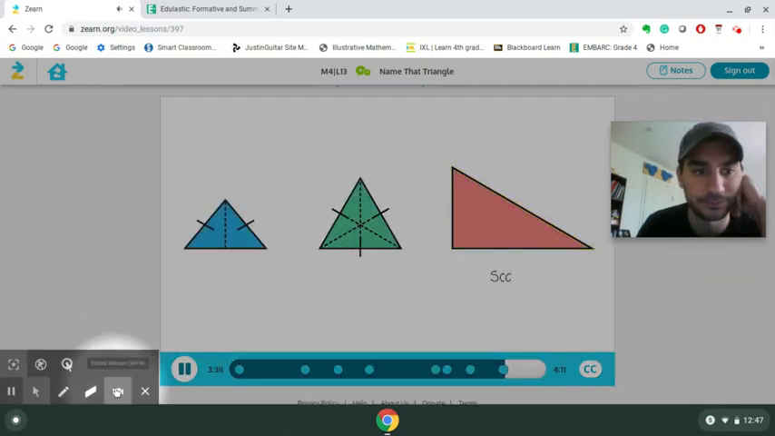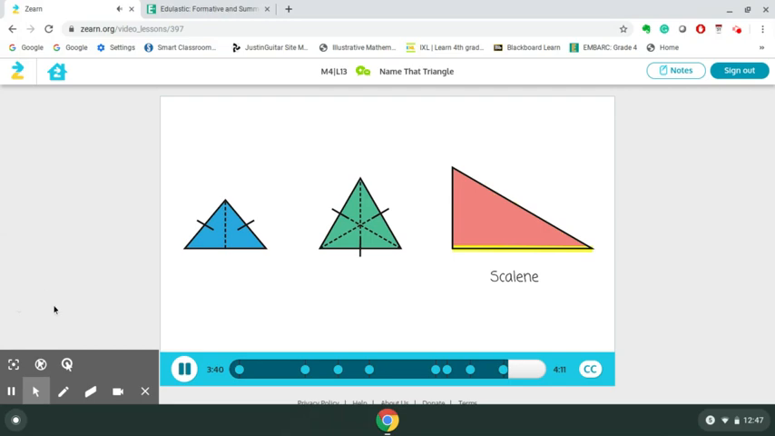This triangle is scalene because each of its sides is a different length. Scalene triangles have no lines of symmetry. This one is an equilateral triangle. All 3 of its sides are the same length. Remember that it also has 3 lines of symmetry. And this is an isosceles triangle with 2 equal sides and 1 line of symmetry.